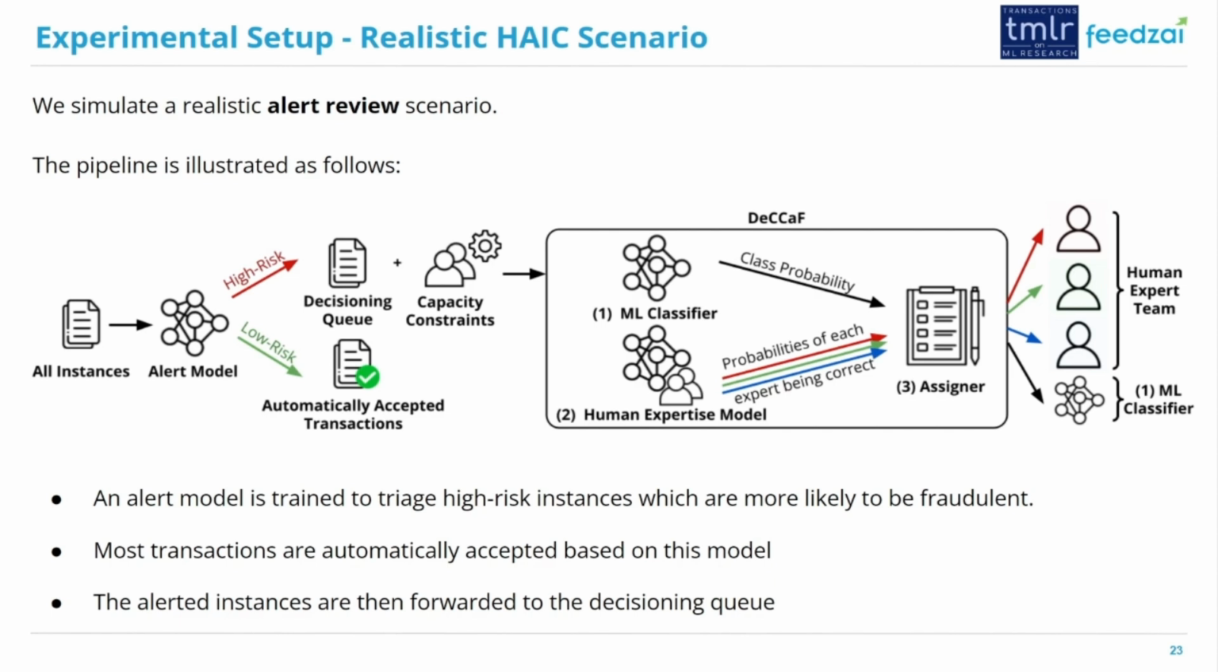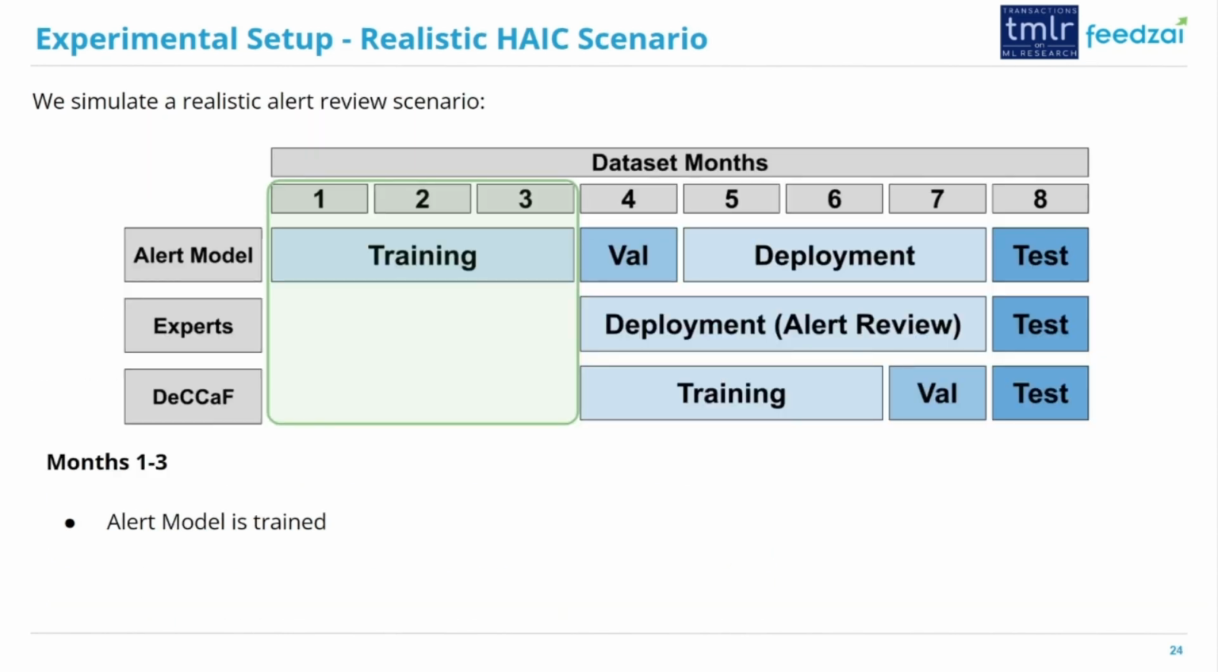We take a set of instances which are initially triaged by an alert model to remove the clearly low-risk instances, which represent automatically accepted transactions. The higher-risk instances, however, are sent to a special decisioning queue, which, along with the capacity constraints of each expert, are fed into our system to obtain optimal assignments. To train the alert model, we use months 1 to 3 of our dataset.